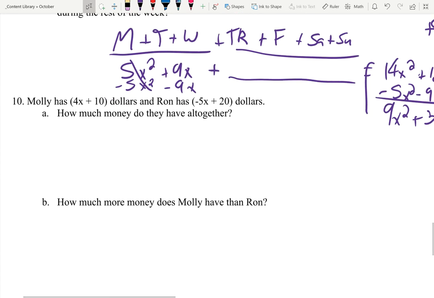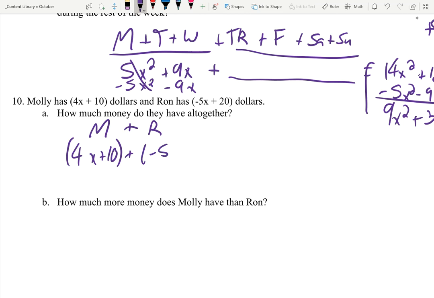All right, number 10. Molly has 4x plus $10 and Ron has negative 5x plus $20. How much money do they have together? So you take Molly's and you add Ron's. So that's 4x plus 10 being added with Ron's, which is negative 5x plus 20. And so we're going to see what their total is combined.